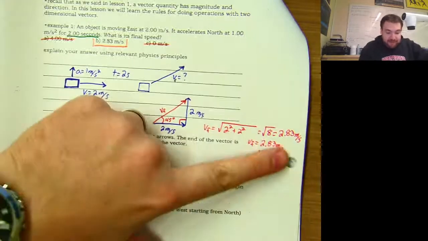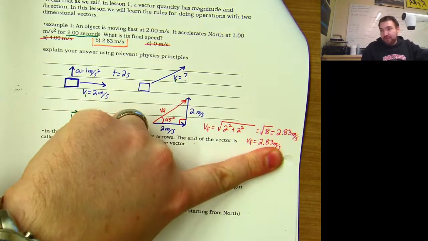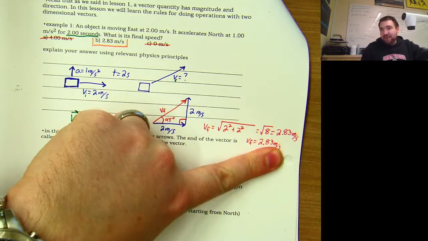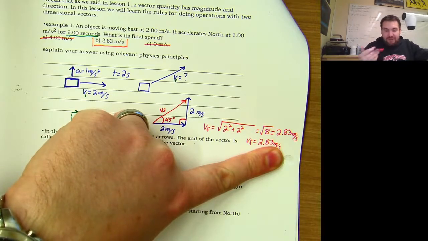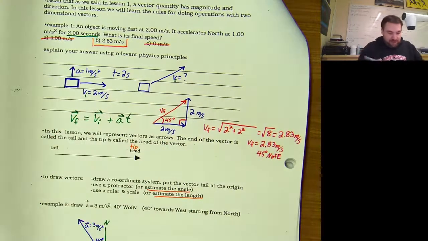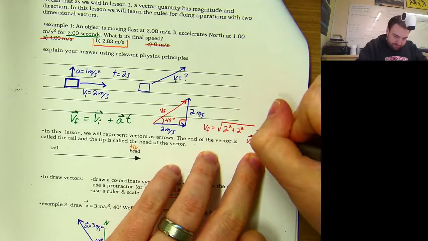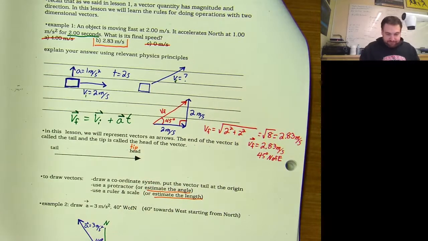The final speed is just the 2.83. If I want it as a vector, I need the magnitude and the direction. That would be that there. There it is.